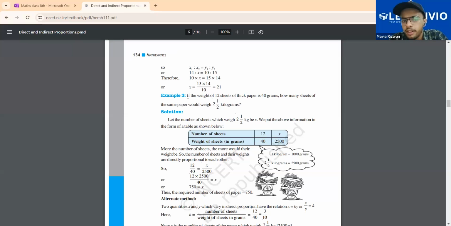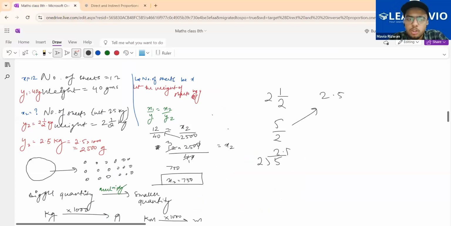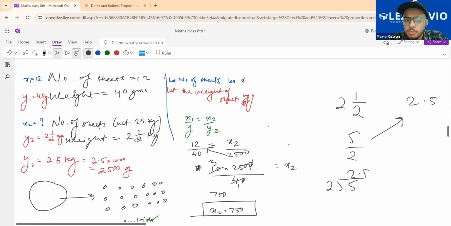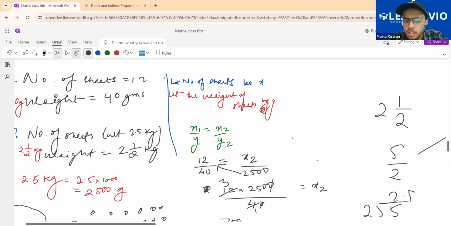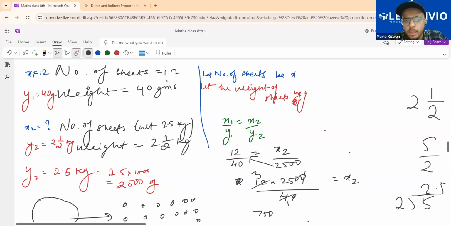See, we are told that 12 sheets of thick paper weigh 40 grams. So how many sheets of the same paper would weigh 2.5 kilograms? Okay. So we assume that the number of sheets be X and the weight of the sheets be Y. Then we named them X1, Y1, X2, Y2. Okay, this was basic, right? Did you get this?